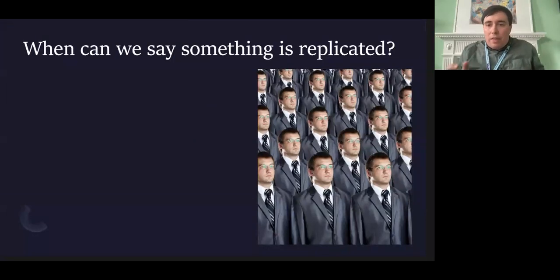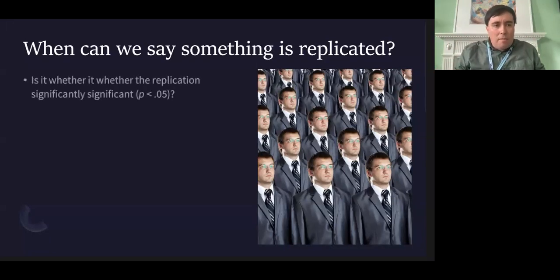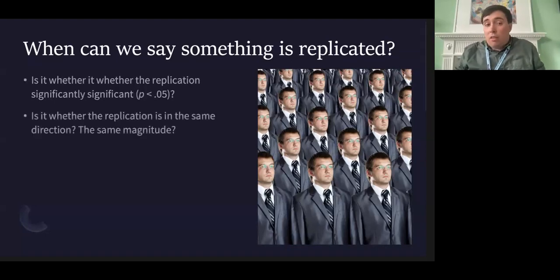So when can we say that something is replicated? Like I said, it kind of gets overlooked that people don't often agree on what a replication is. So some argue it's when the direction and the size of the effect is replicated, but does it need to be in the same direction? What about significance? Do you need to be under p < 0.05? I thought we were trying to get away from significance testing. Is that part of it?